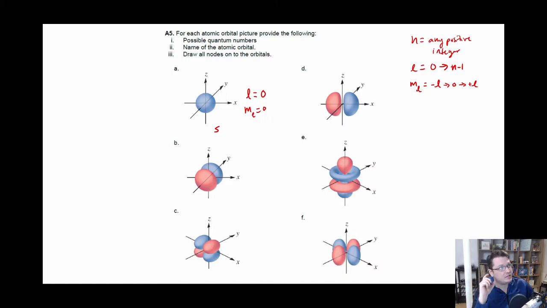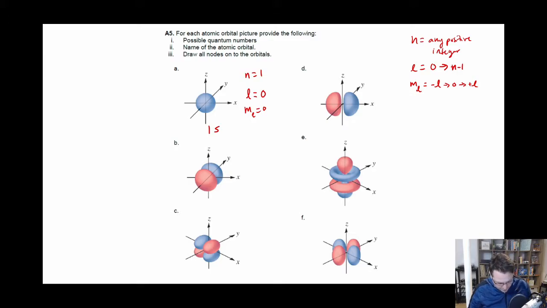Now, again, because we don't see any other red in this specific case right here, right, that's going to tell us that we don't have a node, right? That's telling us that there's no nodes that are present, whether they're angular nodes or radial nodes. There's none of them there, right? So if there's no nodes present, then that means that n has to be equal to 1 in this case, right? So n is equal to 1. So that tells us then that this is the 1s orbital in this instance.